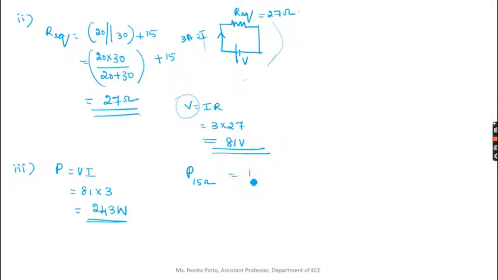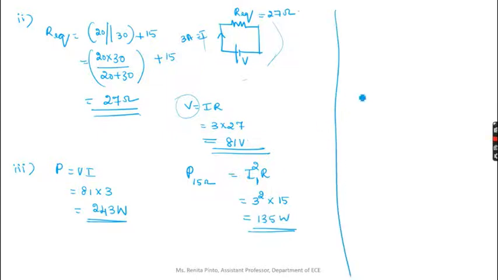So P15 is equal to I square R. Now current flowing in the 15 ohm resistor is I1. So what is I1? I1 they have already given you directly in the problem. So 3 square into the resistor 15. So 3 square into 15 will give you the power in your 15 ohm resistor. Let me find out what is the power in your 20 ohm resistor. So I2 square into R. So what is I2? I2 you had found out. So I2 was 1.8, right? So 1.8 square into 20. This one will give you the power in the 20 ohm resistor.